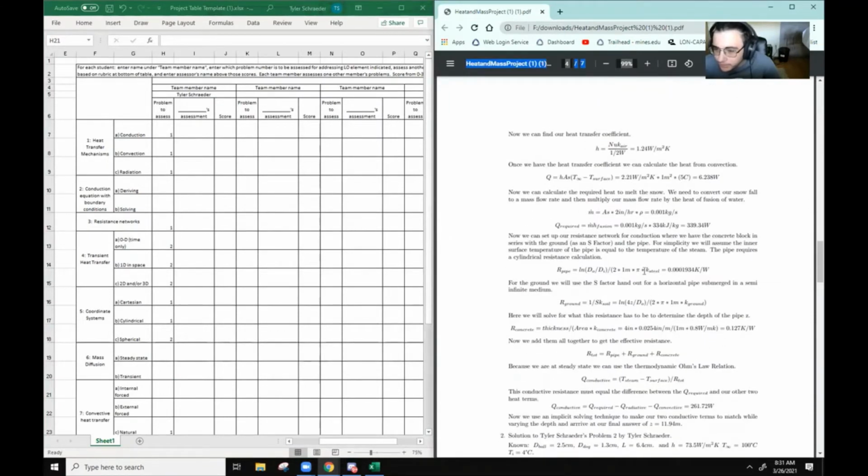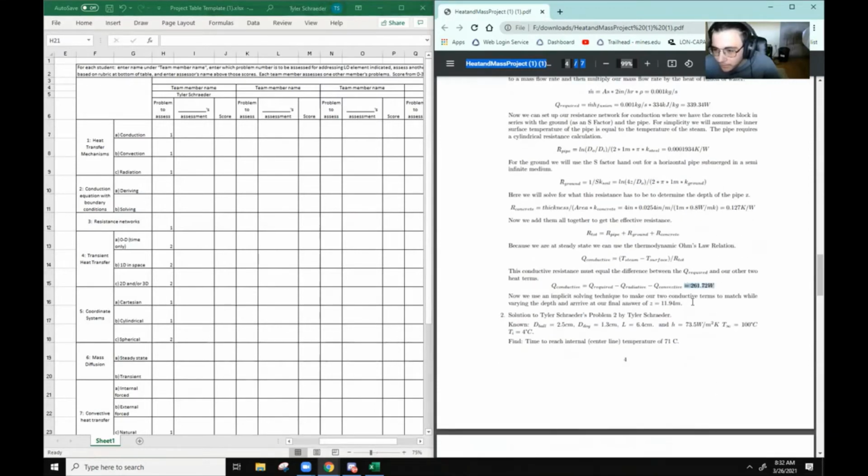And now with our difference of Q required, we can calculate our conductive heat, and then using our resistance network where we have a cylindrical pipe, a ground, and a Cartesian plate, we can back out all of our resistances and get a final transfer coefficient. And then we can determine our pipe depth using S factor.